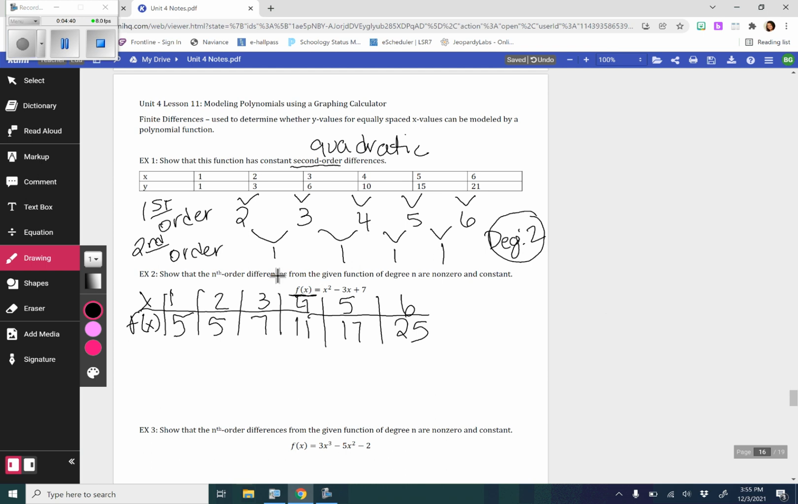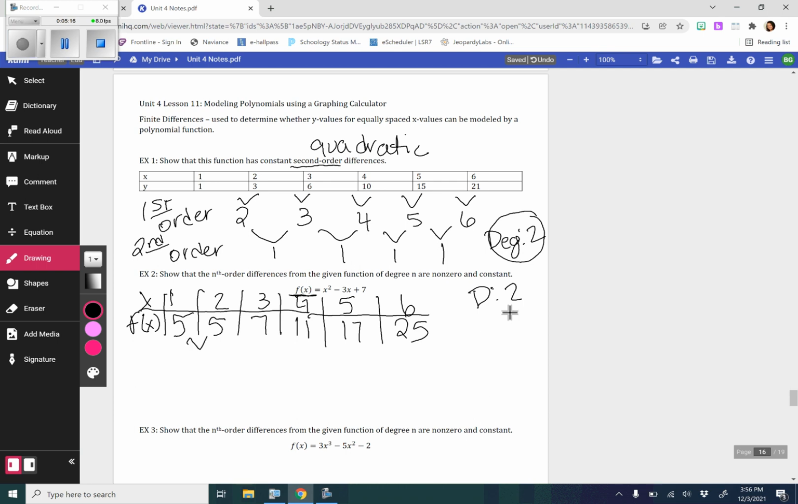Now here it says show that the nth order difference from the given function of degree n are non-zero constant. Now notice what our degree is for this function. We have x squared minus 3x plus 7. What is the degree of this function? Well, the degree is 2, because the largest exponent is 2. It's a quadratic. So what that really means is that we need to make sure that we get a second order difference. If we don't, we did something wrong, because whatever order difference you get, that is the degree you should have on the polynomial.